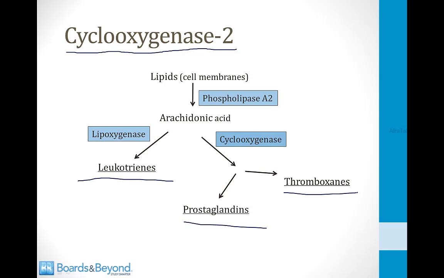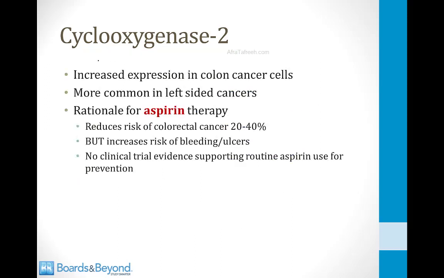They are very important cell signaling molecules, and cyclooxygenase is an enzyme necessary for synthesis of prostaglandins and thromboxanes from arachidonic acid. Increased expression of cyclooxygenase 2 is well described in colon cancer cells. It's more common in left-sided cancers, but it's also been described in right-sided cancers. And this is the rationale for aspirin therapy to prevent the development of colon cancer.